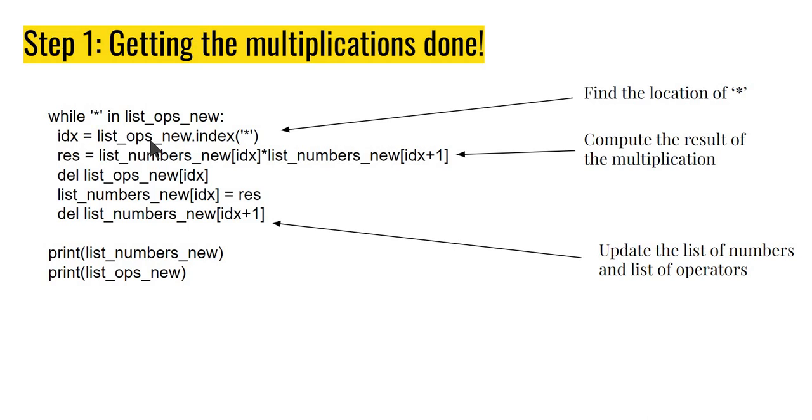I find out where that multiplier is, and that's say at index. I go and compute the result of the two numbers that are impacted by this, and I can do that because my index is where the multiplier was. My numbers that are impacted are list numbers new index and list numbers new index plus 1. So I multiply these two, store it in result. Now the remaining is just a cleanup. So I remove, for example, list ops new index, and I also go and update the list numbers new. I delete the list numbers new index plus 1.